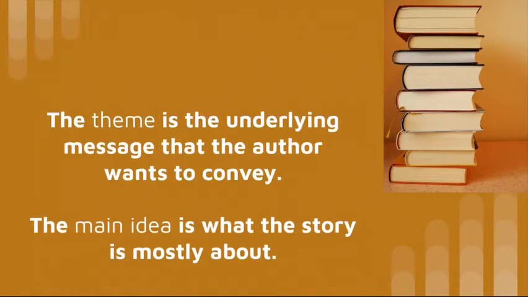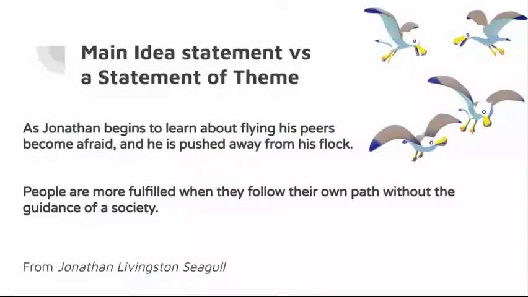So we're going to look at the idea of theme versus main idea. The theme is the underlying message that the author wants to convey, and the main idea is more about what the story is about. So looking at Jonathan Livingston Seagull, the main idea statement versus a statement of theme. As Jonathan begins to learn about flying, his peers become afraid and he is pushed away from his flock. Versus people are more fulfilled when they follow their own path without the guidance of a society.